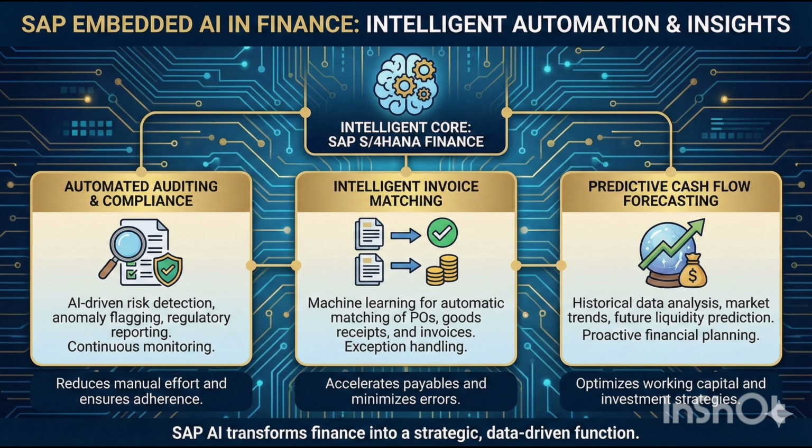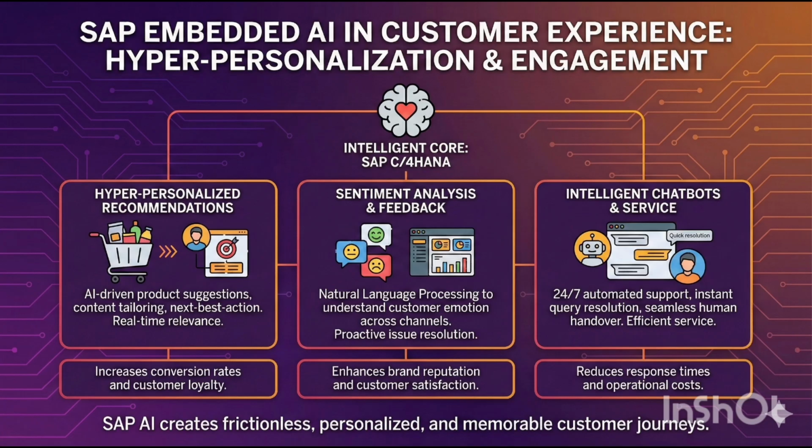Machine learning for automatic matching of POs, goods receipts, and invoices, and exception handling are some of the key uses for this module. Similarly, AI driven risk detection, anomaly flagging, regulatory reporting, and continuous monitoring are being done through SAP Embedded AI in finance. In the same way, historical data analysis, market trends, and future analytics are being done.